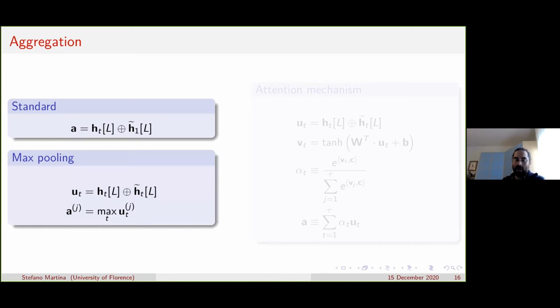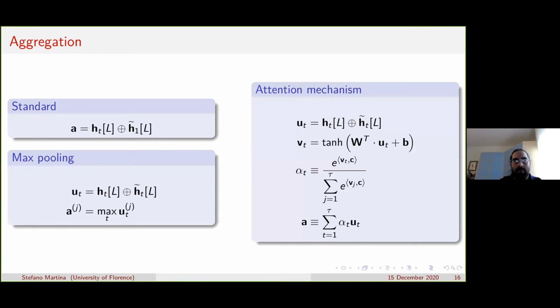Using the max pooling aggregation, each element of the tensor is obtained with a temporal max over all the hidden states of the last recurrent layer. And the attention mechanism performs a weighted average of all the hidden states of the last layer of the recurrent neural network, where the weights of the average are obtained with a learned mechanism.